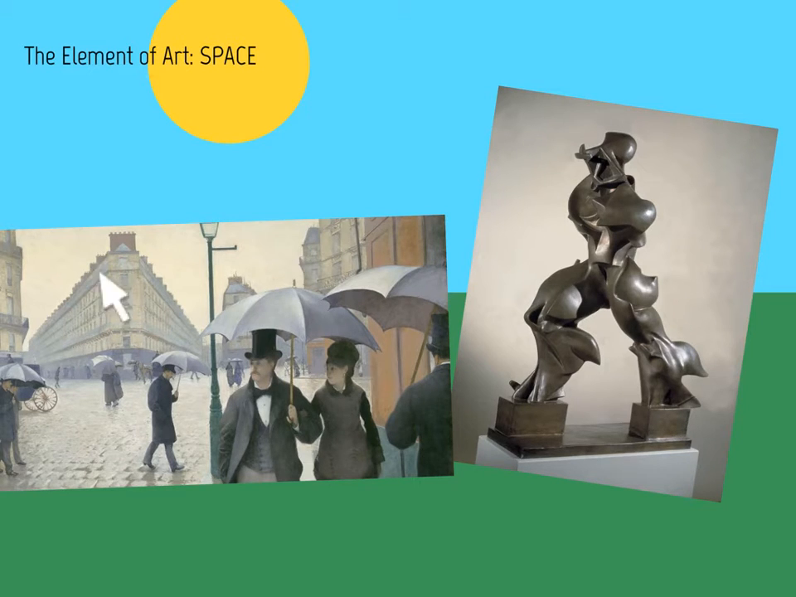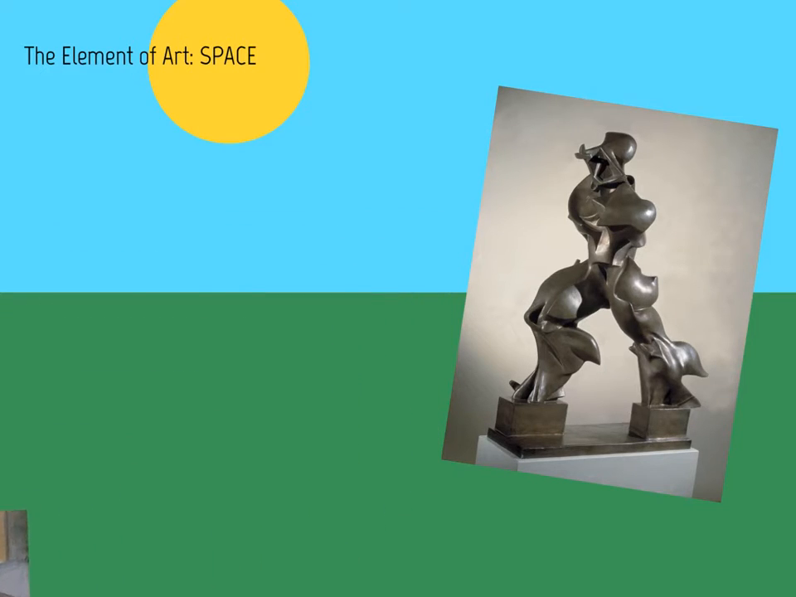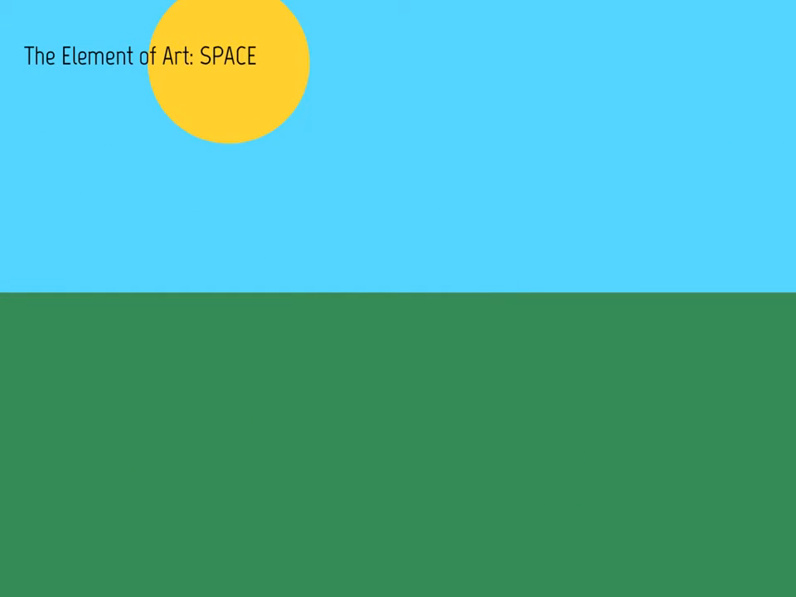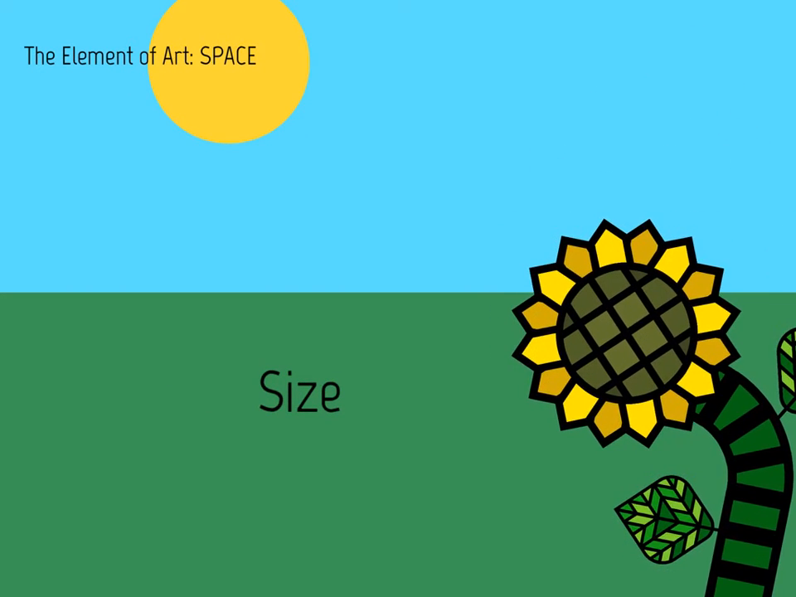With two-dimensional artwork, like this painting here, the artist has created the illusion of space by utilizing several different techniques. I will show you a few of those techniques here. The first is size. With size, you can create the illusion of space by creating larger objects near smaller objects. The larger objects are going to look closer to the viewer.